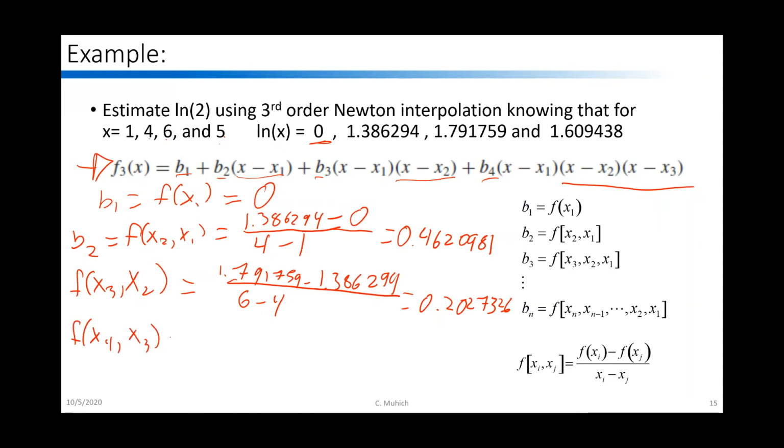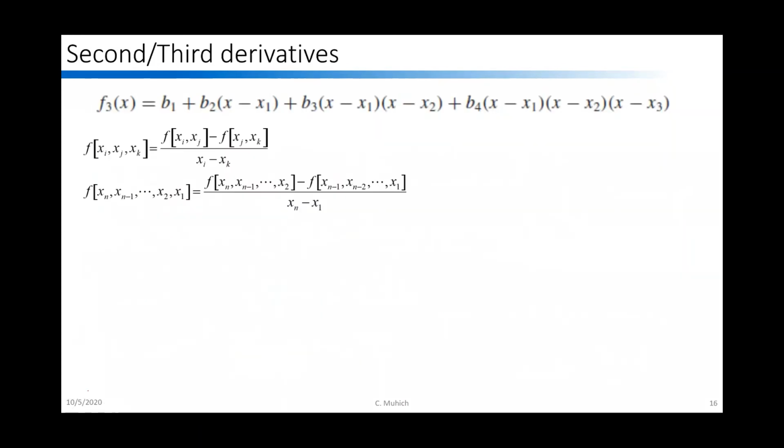And then my f of x4, x3 term is my last data point, 1.609438 minus 1.791759 over the difference between my two points. That's 5 minus 6. This gives me 0.1823216. So once again, we're only using directly B1 and B2, but these latter two f of x's are going to be needed to solve for B3 and eventually B4. So let's go ahead and do that.